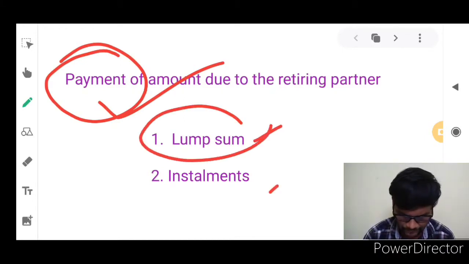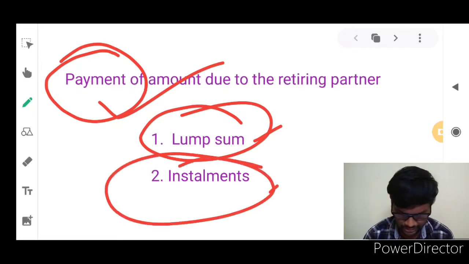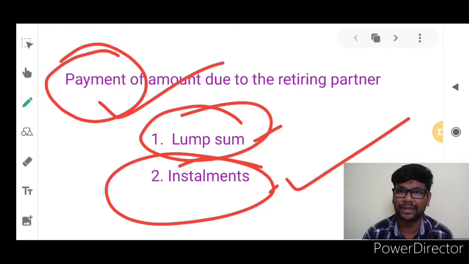What is the meaning of lump sum? In one single installment, the entire money will be paid by the firm to the retiring partner, that is lump sum. At the same time, installment means more than one installment, which may be 2 installments, 4 equal installments or 10 equal installments. Our firm will take so many years to settle the money to the retiring partner.